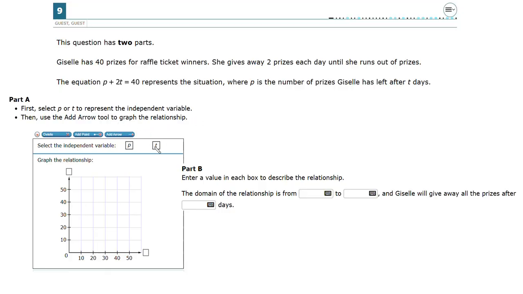So let's say we decide that T is our independent variable. So when you click on T here, it's going to put T down here and P here. Now we got to plot our points, right? So we can use the x and the y intercepts. So if we say P plus 2T equals 40, and we make P 0, then we get 2T equals 40. We divide by 2, and we get T equals 20. So we come down to T, and we put a point on 20. Then we're going to do the same thing. Now we're going to make T 0.